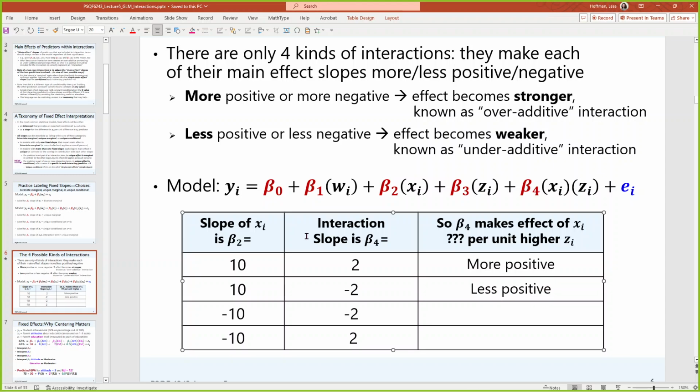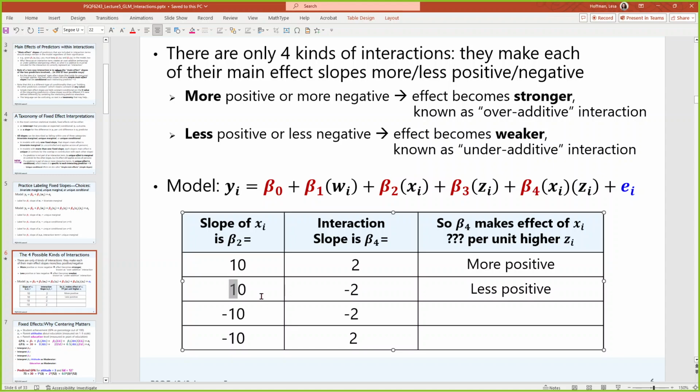There we go. So if z changes from 0 to 1, what's my new slope of x? 8. And if z changes from 0 to 2, what's my new slope of x? 6. So is x still, let me back up. Does x still have a positive slope in those examples? It starts positive at 10, and then it goes to 8, then it goes to 6, then it goes to 4. Yeah, it's still positive, but it's less positive.